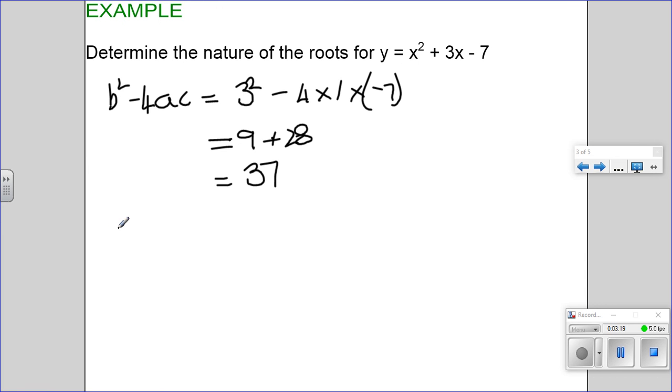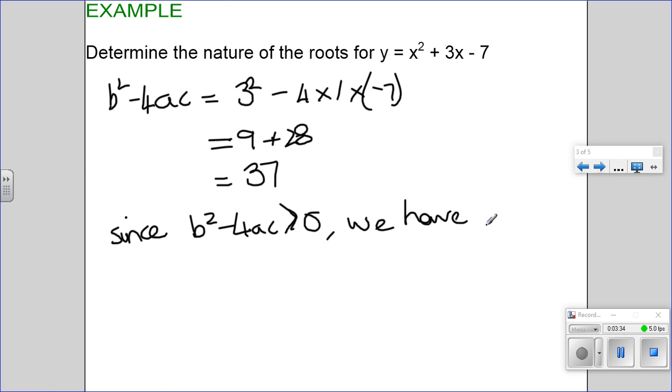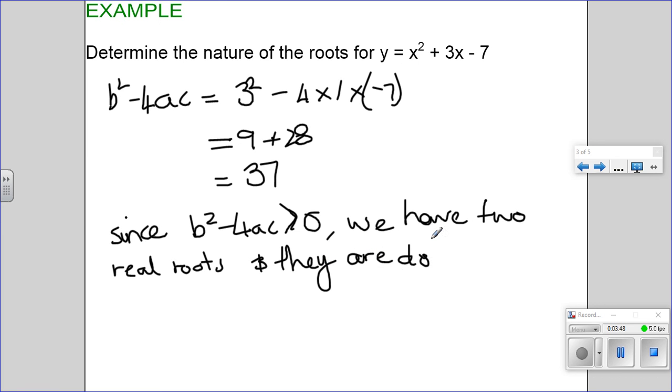So what we would say here is, since b squared minus 4ac is greater than 0, you can quite clearly see that it is in fact greater than 0, we have two real roots and they are distinct, and that means that they are different from each other. Having done this, if you wanted to, you could then go and find those two real roots because you have the quadratic there. But that's not necessary for determining the nature of the roots.